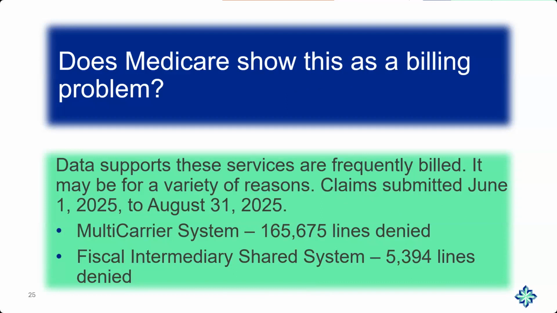The data does support that these services are frequently billed. It may be for a variety of reasons. Some of those may be a problematic reason. Some of those may not be a problematic reason, such as the patient wants it billed, or the patient has a secondary insurance and you need the denial for the secondary insurance. However, what we've done is just looked at it and said, it's a lot of denials for a non-covered service for a 3-month period, June, July, and August of 2025. And I listed the actual numbers, but again, we aren't really sure whether this is all problematic or not, okay?